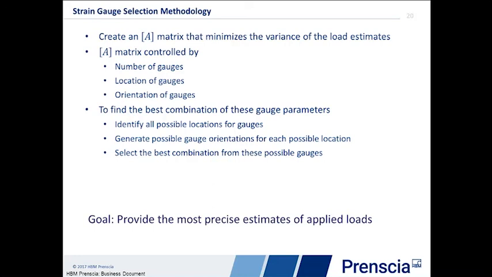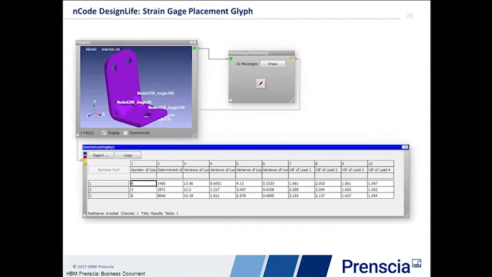To do that, we're going to look at, across our model, every location where we assume we can put gauges. We're going to then look at combinations of those locations and orientations, and from that, pick the best location. That's actually the purpose of the strain gauge placement glyph. What the strain gauge placement glyph does is it brings in an FE model, and this FE model has applied to it every load that I know is going to go into my component.